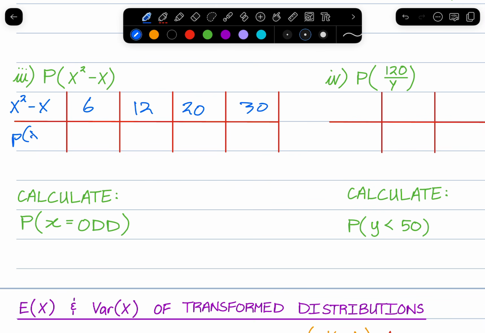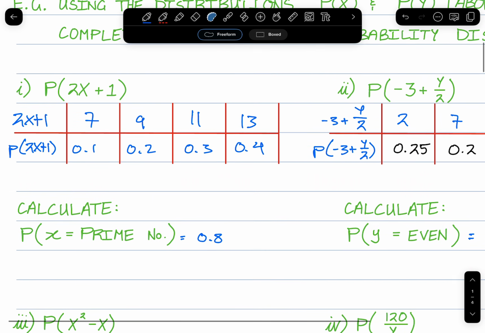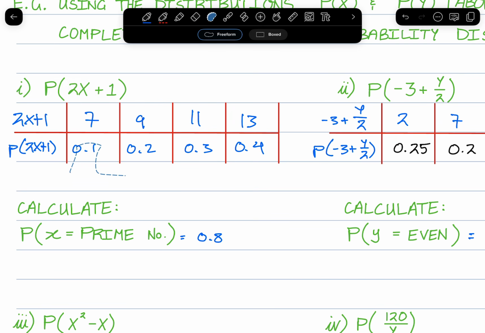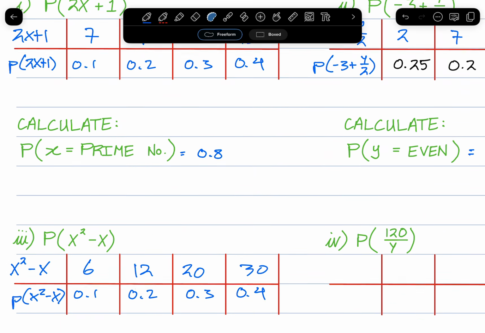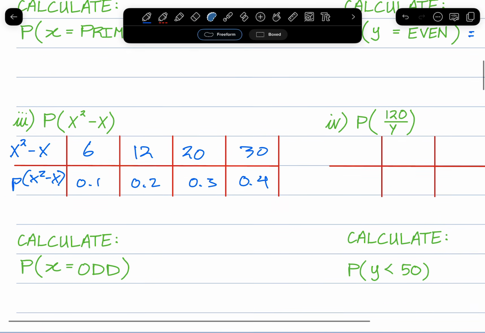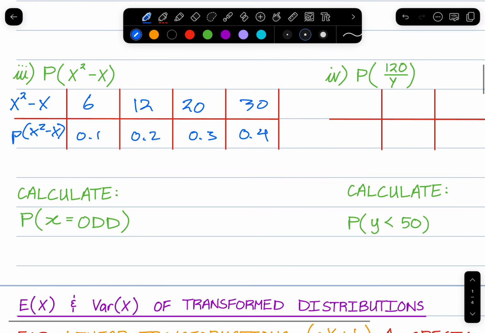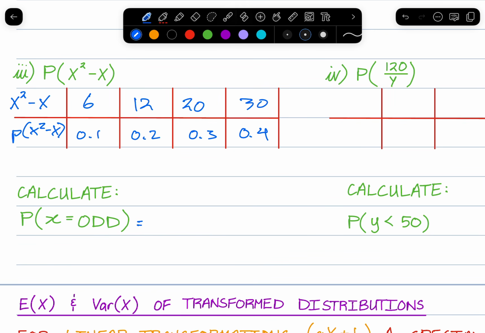The probabilities of these will remain the same. Just copying this one, because it is indeed going to be the exact same as the original P of X. Probability now that this is odd. If you take a close look, none of these are odd, so the probability is going to be 0. Okay, so let's keep going.